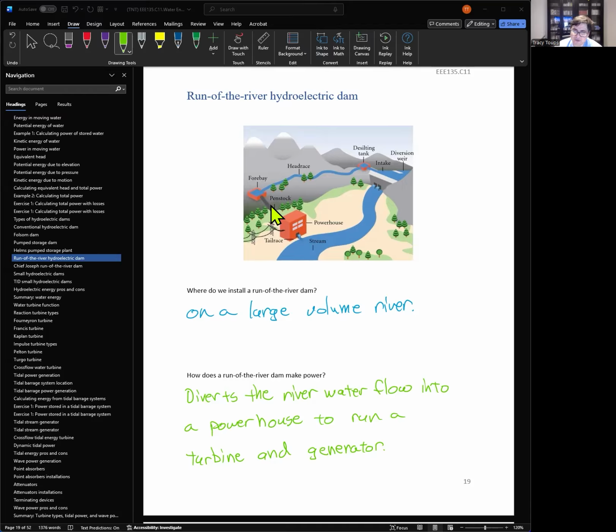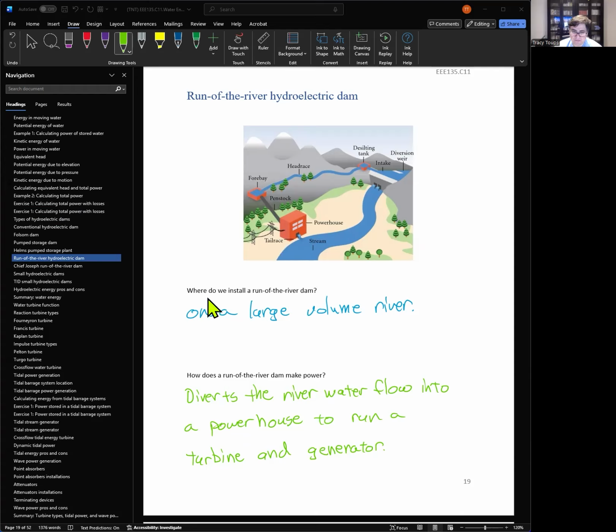And then that's going to go through, eventually, a penstock to the powerhouse. So you're basically diverting the water around the main river to force it through the powerhouse to make power, and then let it return back to the stream, the main river.